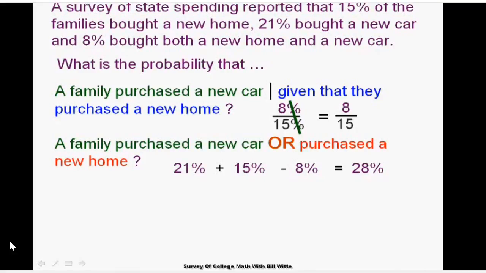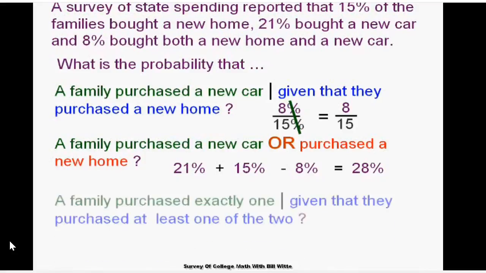We're going to use that number to answer this question. What is the probability that a family purchased exactly one? What I mean, either just the house or just the car, given that they purchased at least one of the two. Okay, this is definitely a conditional probability problem. Well, we're going to have to figure out on the numerator the chance that they purchased exactly one. Well, we'll have to add the two, exactly one house and exactly one car. We can figure out those probabilities from the numbers they gave us.